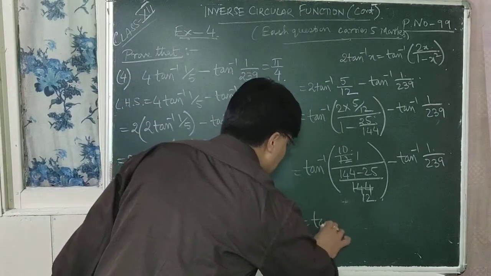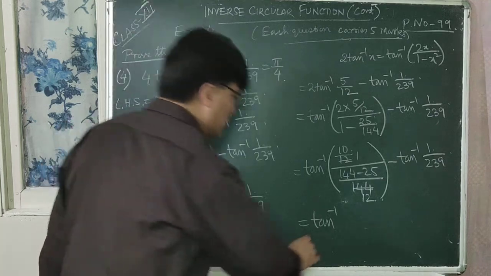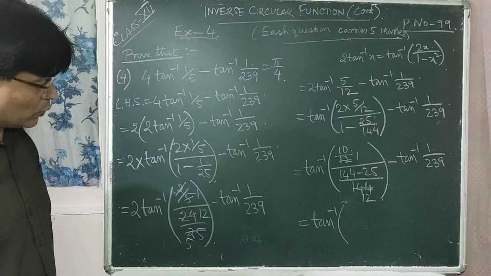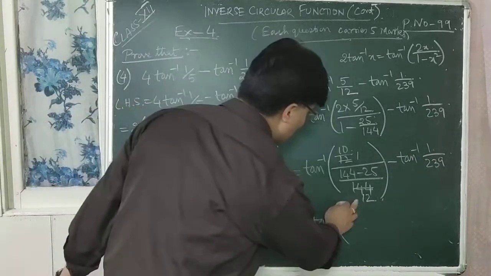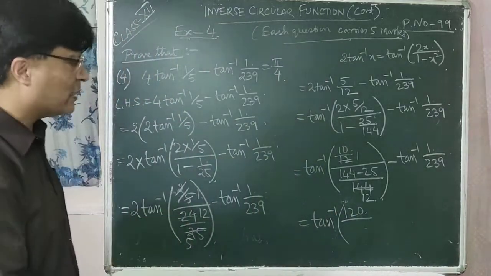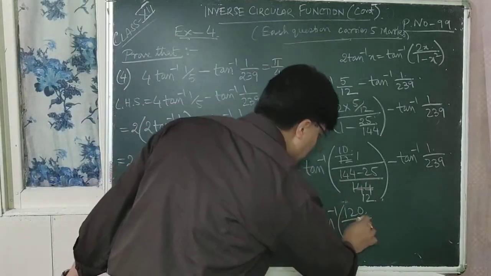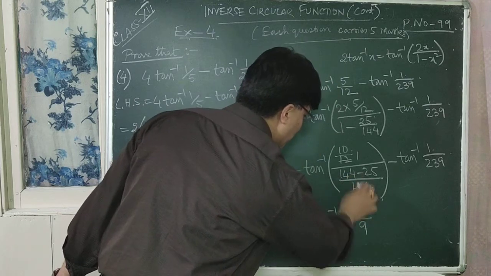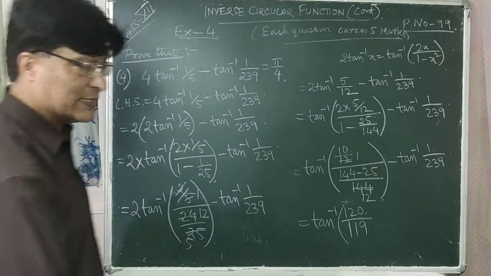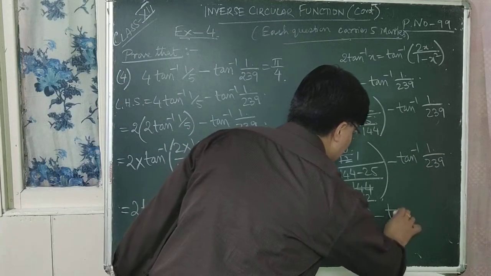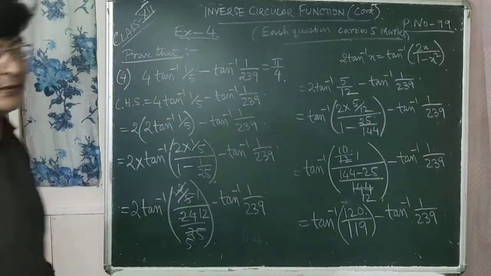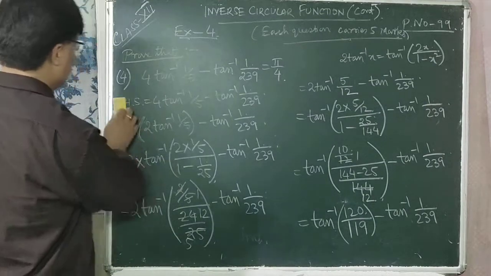So which is equal to tan inverse. What is the number within bracket? 12 into 10 is 120. Divided by, what is 144 minus 25? This is 14 minus 5, 9. 4 minus 3 is 1, 1. That is 120 divided by 119. Then write down minus tan inverse 1 upon 239. Okay? So you can copy it.